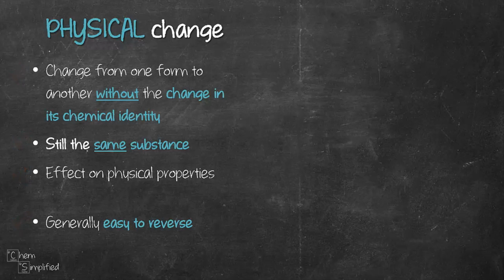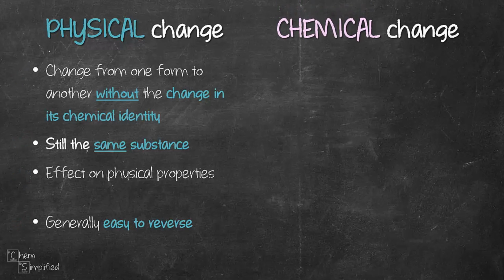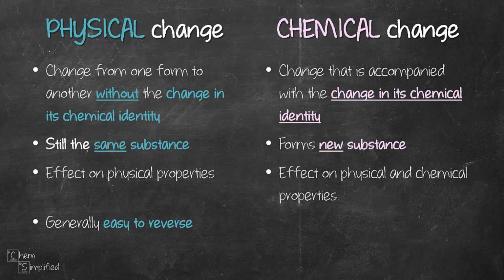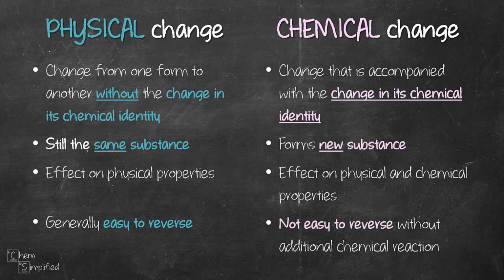Now we move on to chemical change. Chemical change is a little bit different from physical change. It's a change that's accompanied by a change in its chemical identity, meaning before and after the change, it is not the same substance. It forms a new substance. The effect that we see is going to be on both physical and chemical properties. And usually it's very difficult to reverse the change.